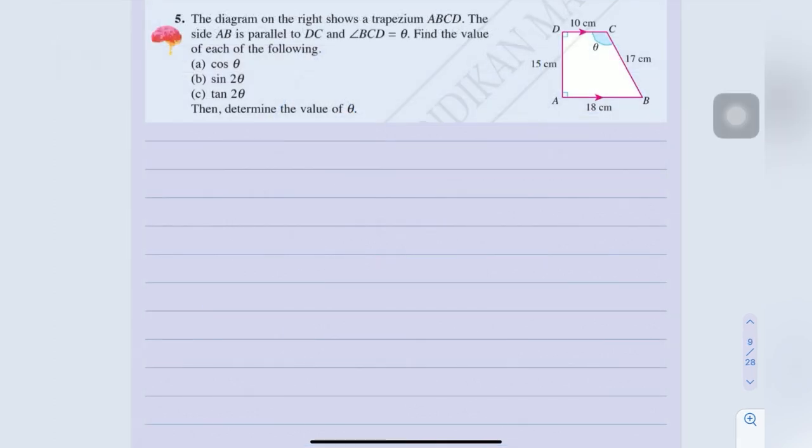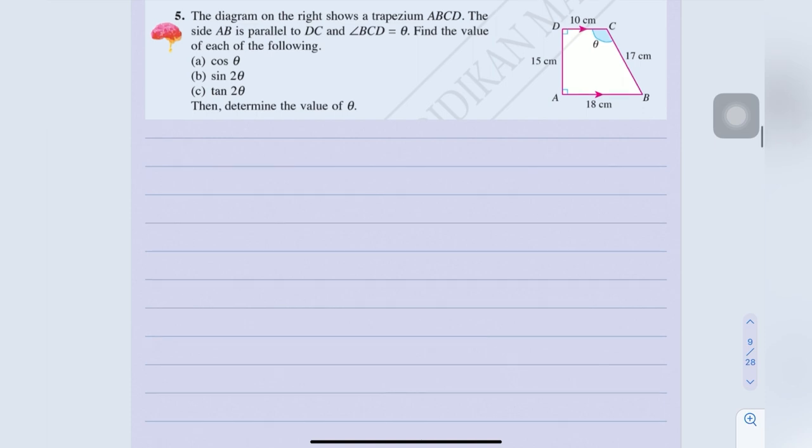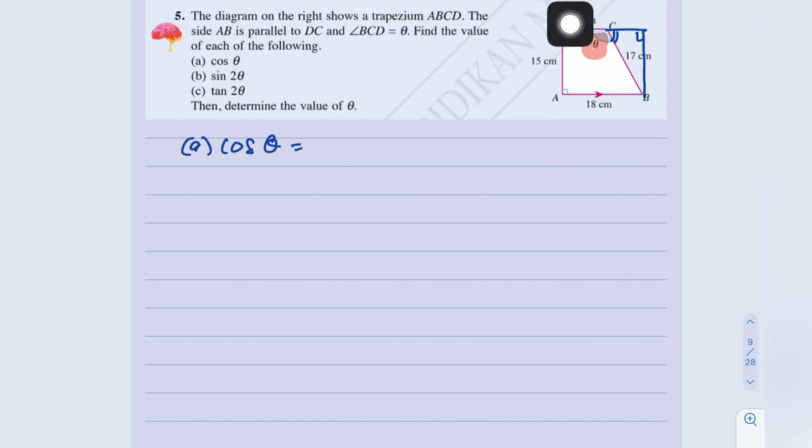Question number 5. The diagram on the right shows a trapezium ABCD. The side AB is parallel to DC and angle BCD equals theta. Find the value of each of the following. A, cos theta. From the diagram, theta is an obtuse angle, so you have to identify the acute angle that corresponds to this obtuse angle. Therefore, you have to draw a right angle triangle. So this is the acute angle that corresponds to theta. Since this is 18 centimeter, this one 10 centimeter, this one 8 centimeter, this one is 15 as well.